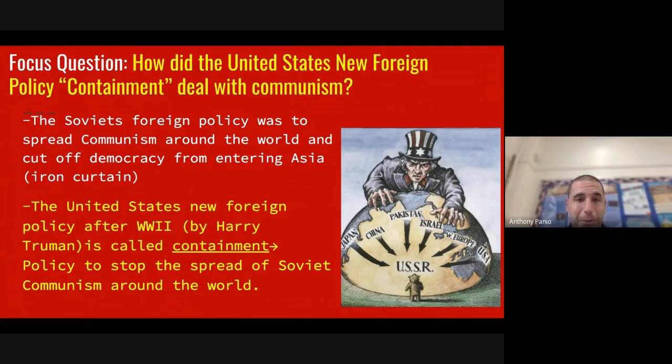Our foreign policy was the opposite. We wanted to what's called contain communism. So it's a policy to stop the spread of Soviet communism around the world.